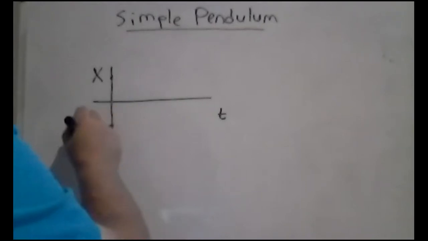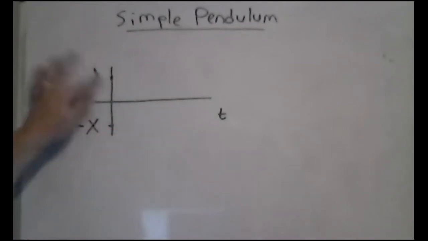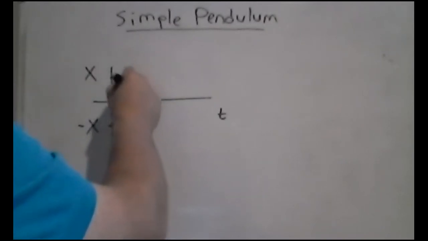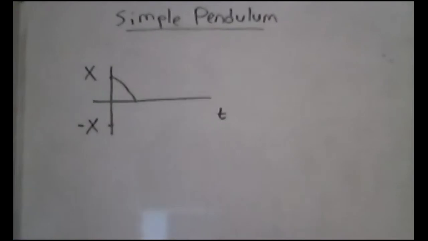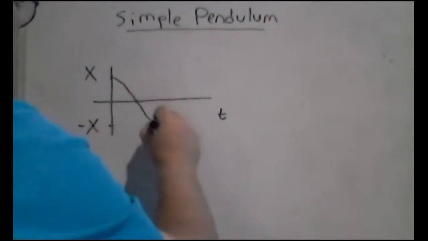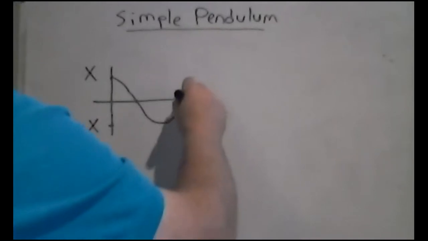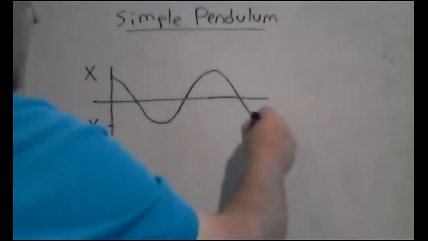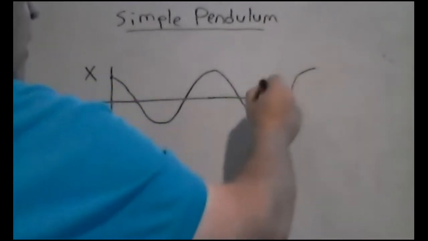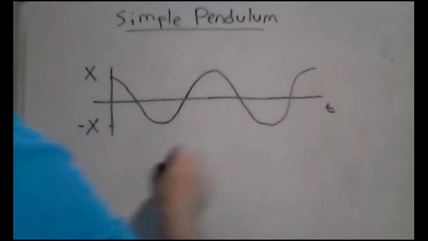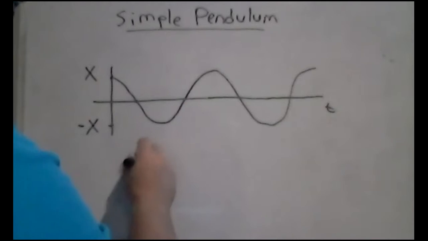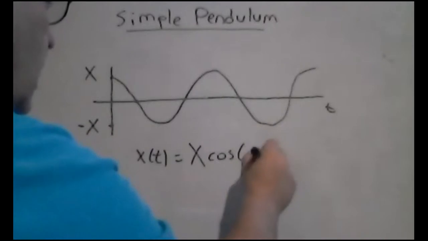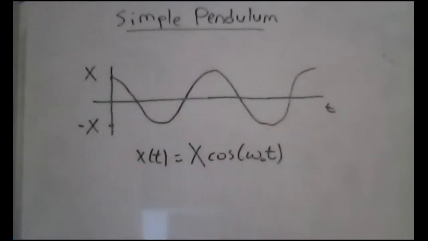Here is negative full amplitude. Again, this is a capital letter. Fully stretched, it's going to go through 0, equilibrium. It's going to go to full compression, back to 0, back to full stretch, back to zero, back to full compression, on and on and on forever. And what does that look like? Well, x as a function of t is the amplitude times cosine of omega naught t.